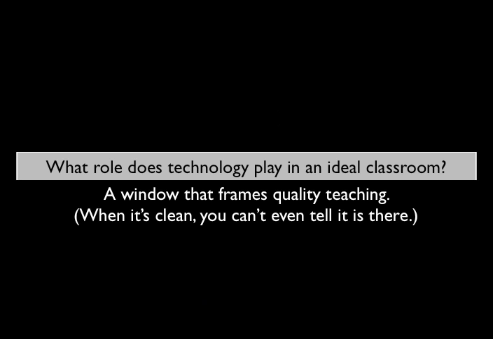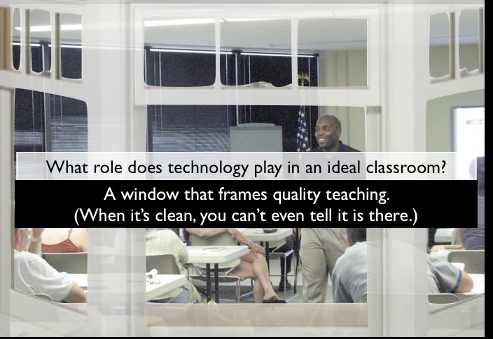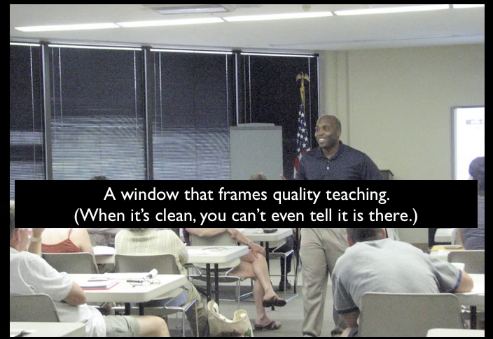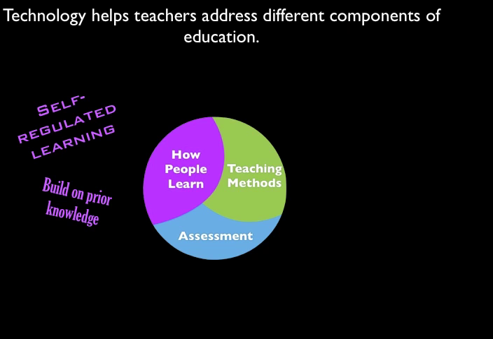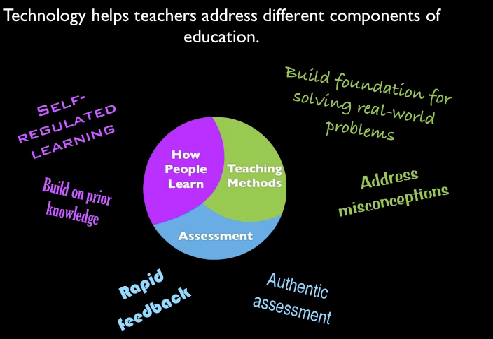So if you want me to answer this question, I like to answer it with a metaphor of basically a window that frames quality teaching. And of course, when it's clean, you can't even tell that that window is there. So what are the components of good quality education? I talk about these three different realms, from cognitive theories about how people learn, how we organize and present our information, and what we ask our students to do as teachers, and then of course the assessment piece where we check to see whether or not any learning was actually done as a result of our teaching.